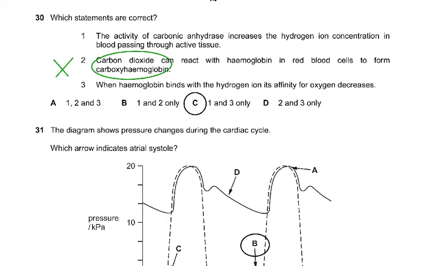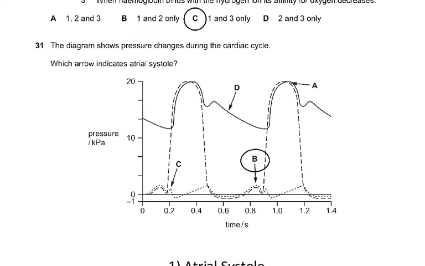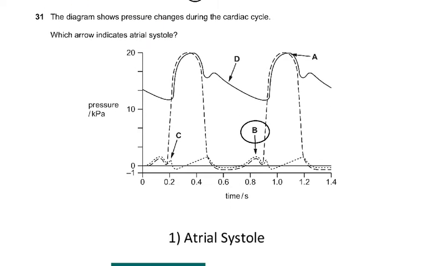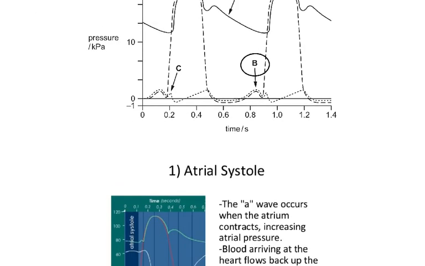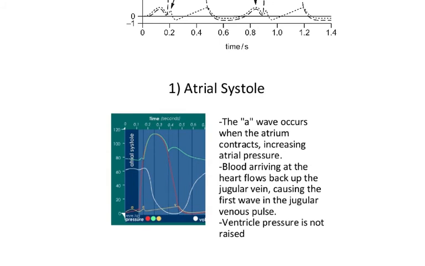So the answer to this was 1 and 3 only, and option 2 was all rubbish. It was total rubbish. Then question 31. The diagram shows pressure changes during the cardiac cycle, which arrow indicates atrial systole? Again, the cardiac cycle needs to be revised. I'll just do that. And this graph you can see here, atrial systole.